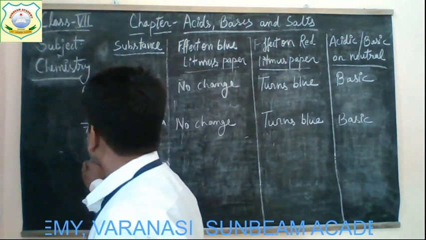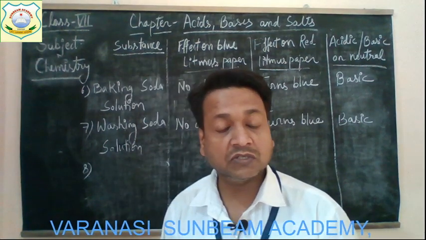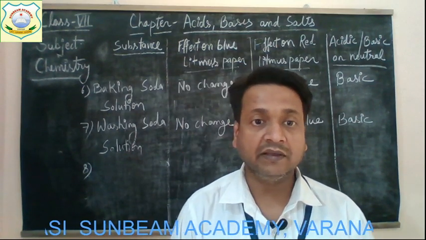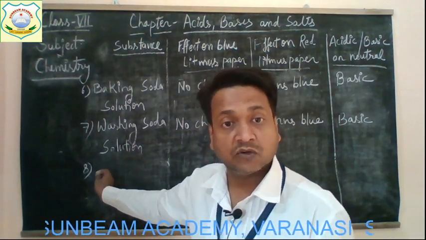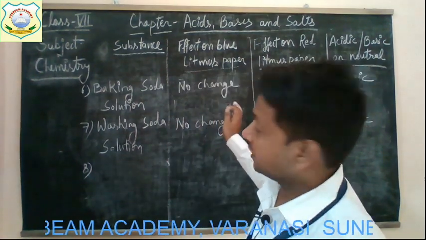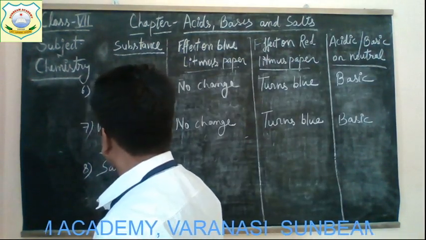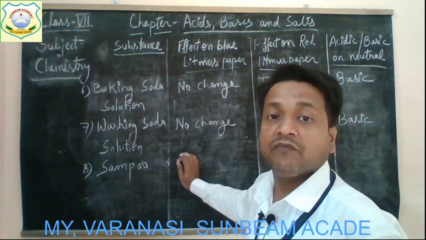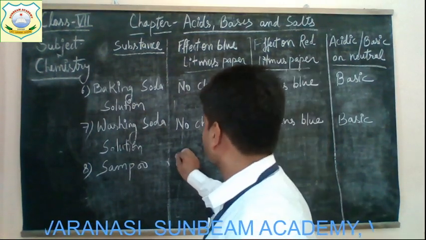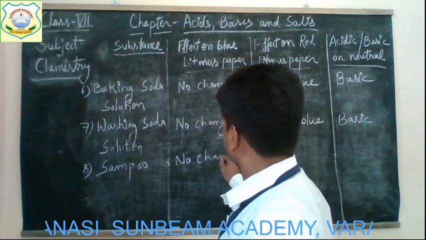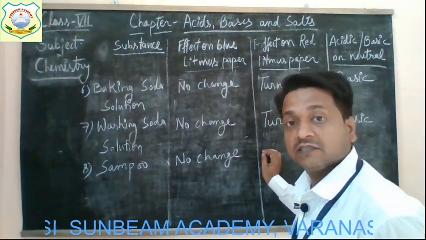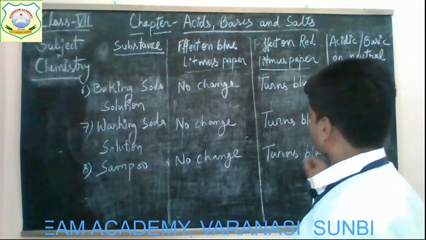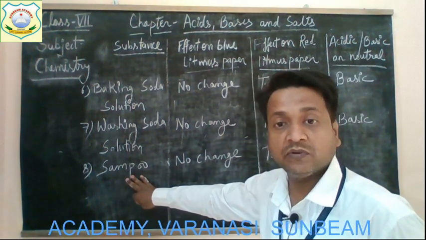Okay. Now the next substance after the washing soda solution is shampoo. It's also a very common substance, children, that we use to wash our hair. So take a drop of shampoo and put it on blue litmus paper and then red litmus paper. There is no change when we put the shampoo on blue litmus paper, and it turns the red litmus paper blue. So we can say that the nature of shampoo is basic.